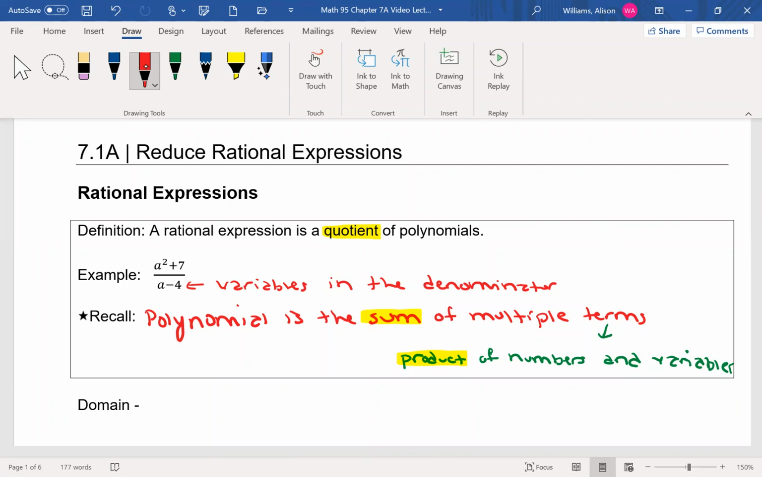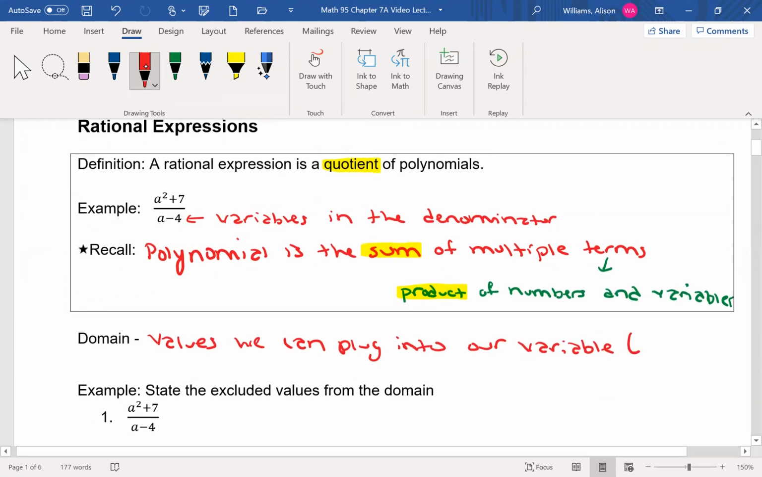Okay, so let's go ahead and work with this. Before I do that, we need to talk about one more concept, and that's domain. We're going to revisit this in a later chapter, but for right now, domain is the values we're allowed to plug in into our variable. We often think of this concept as input. And I apologize for my voice. It's a little bit weak.